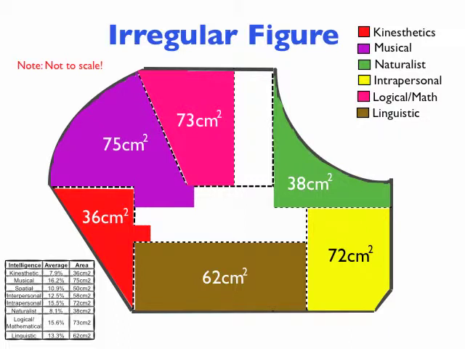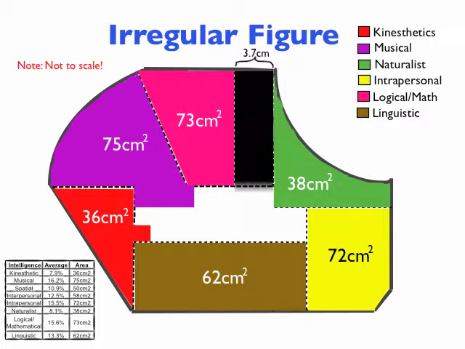Time for spatial. You have a long strip of space left at the top. Let's use that up. Measure how wide the space is. You should get 3.7 centimeters. The area for spatial is 50 square centimeters, so divide 50 by 3.7. You get 13.5 centimeters. Measure 13.5 centimeters downwards.